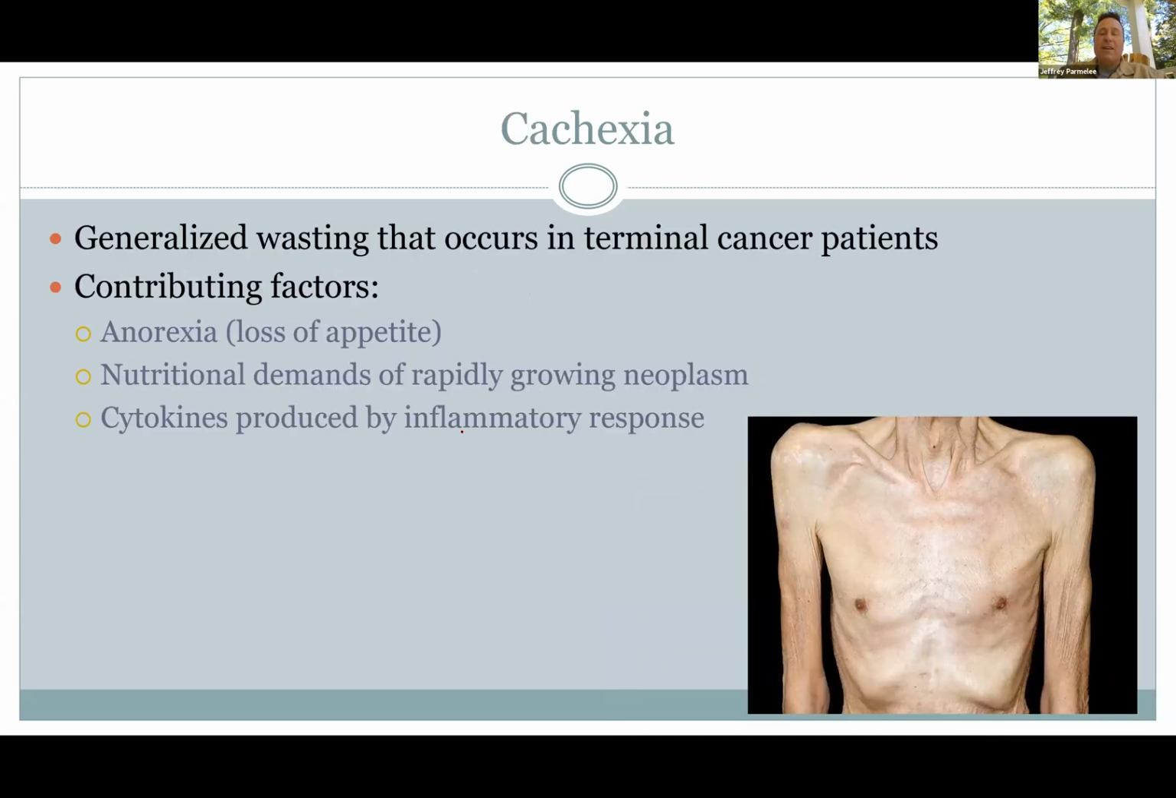Cachexia is a term that I don't use very often, but it is this wasting away. You see this in people with other diseases, tuberculosis, things like that. You lose appetite, and the cancer itself is growing so actively that it's using your nutrition, and your inflammatory response is causing a general wasting away of terminal cancer patients.